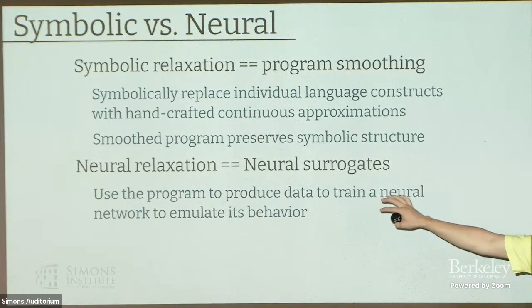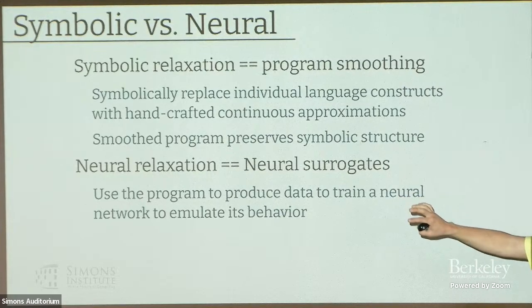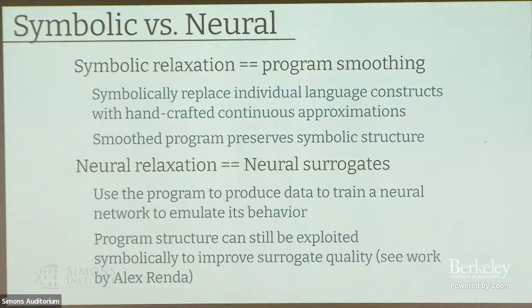Essentially, you have this program. It's just a regular discontinuous program. But now you're going to use this program just to produce large amounts of data, and you're going to use that data to train a neural network to emulate the behavior of that program. So that now you have this neural network that has been trained to behave just like the original program, but because it's a neural network, it's differentiable. You can plug it in to other deep learning infrastructure. You can use it as part of lots of other algorithms that require differentiability.